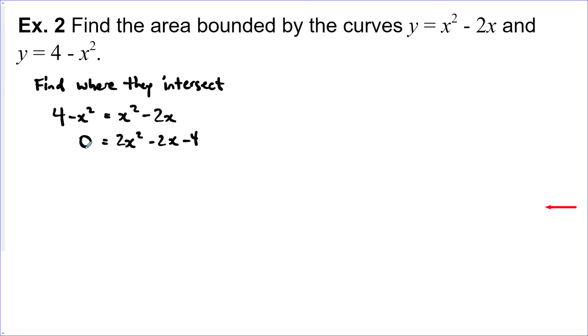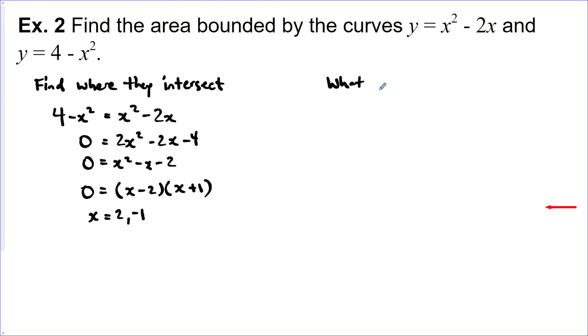So now we can just solve this quadratic. Let's divide the entire equation by 2, and that will give us x squared minus x minus 2. And then it looks like we can factor this to find the solutions. So we'll say x minus 2, and x plus 1. That means that x equals 2 and negative 1. Okay, so that's where they intersect. Now, let's draw a graph.